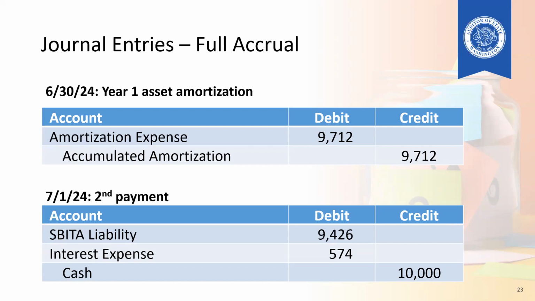Now at this point, you would also record the expense for the taxes and the technical support. And again, those are the same journal entries that we just looked at. You debit the expense and credit cash.